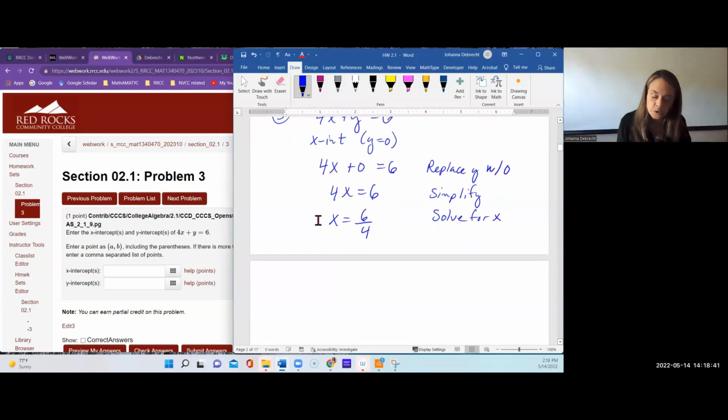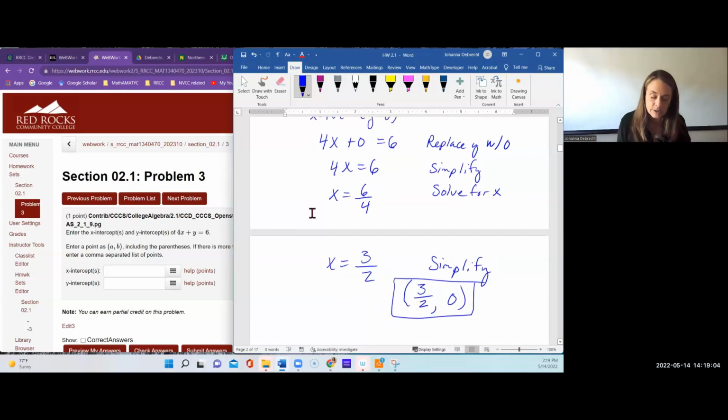We want to reduce that because that's one of my pet peeves. I don't like it when you leave me to do your arithmetic. So do your own arithmetic and reduce it. That gives me 3/2. Again, they're looking for an ordered pair. So this is 3/2, comma 0.